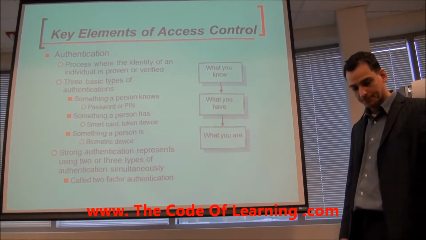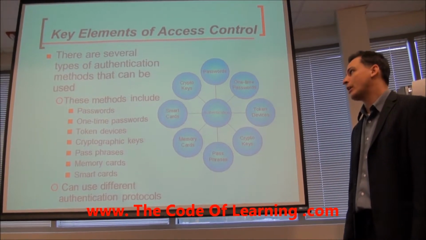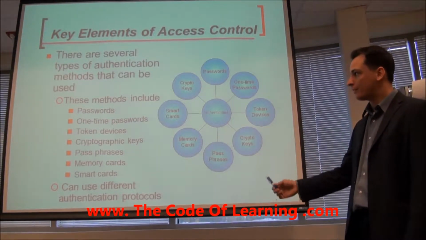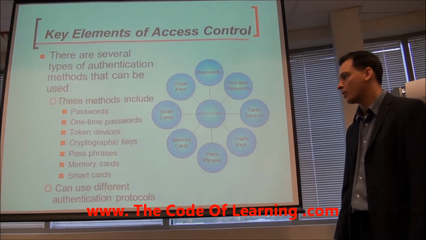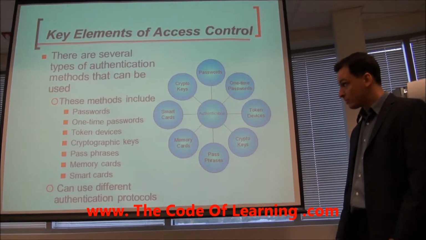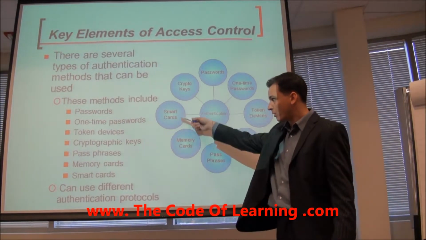Right. Exactly. So there's several different types of authentication. You got passwords, one-time passwords, token device, cryptographic keys, memory cards, smart cards. Different operating systems can use different methods of these. We need to know all of these right here, and we're going to get into these.